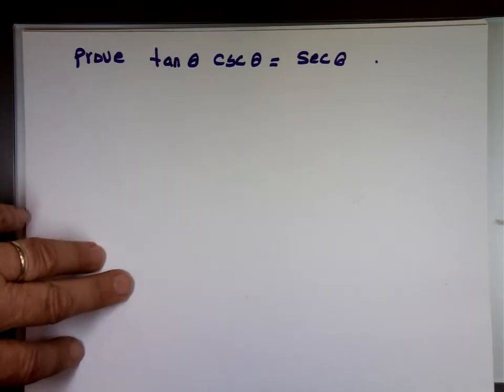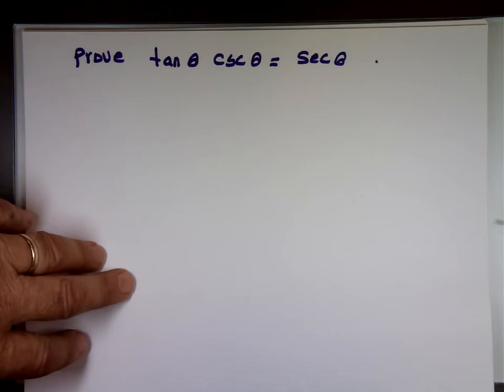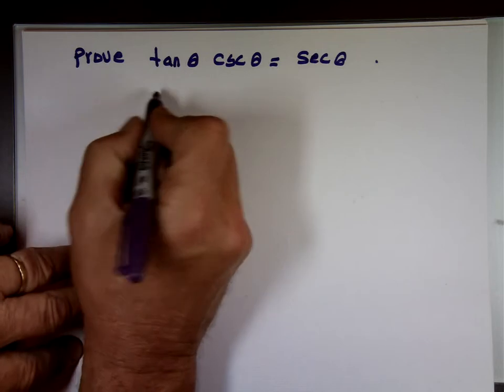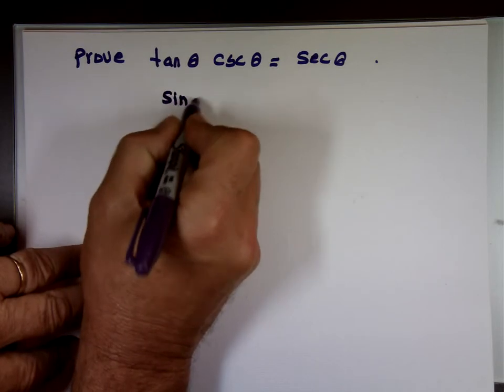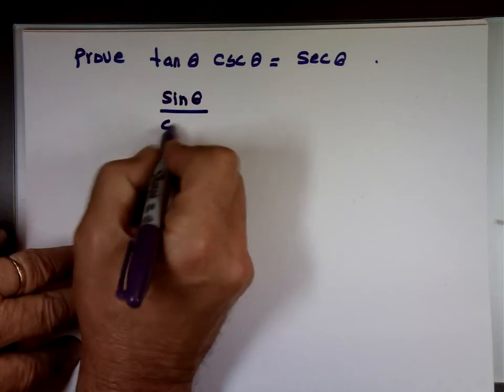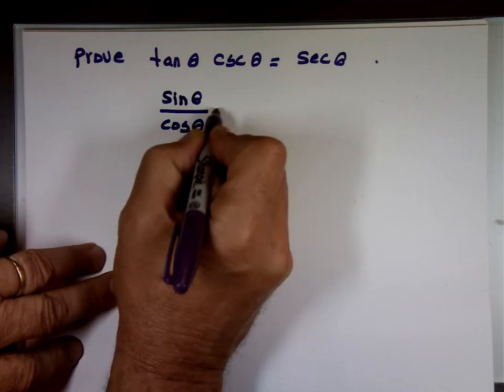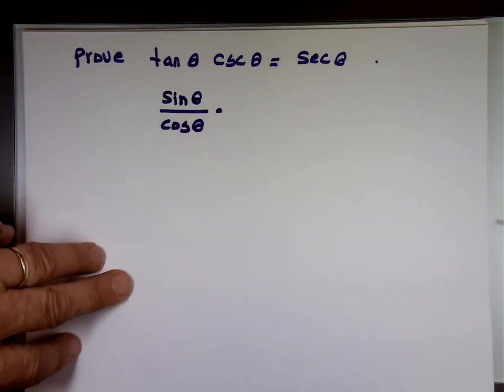What's the tangent? Let's look on the board. Equation number 3. Sine over cosine. So take the tangent and put sine theta over cosine theta times cosecant. Look on the board. Cosecant, where is it? 1 over sine.